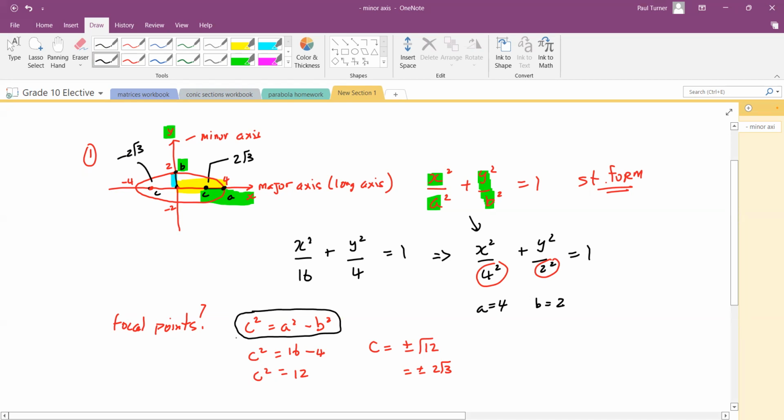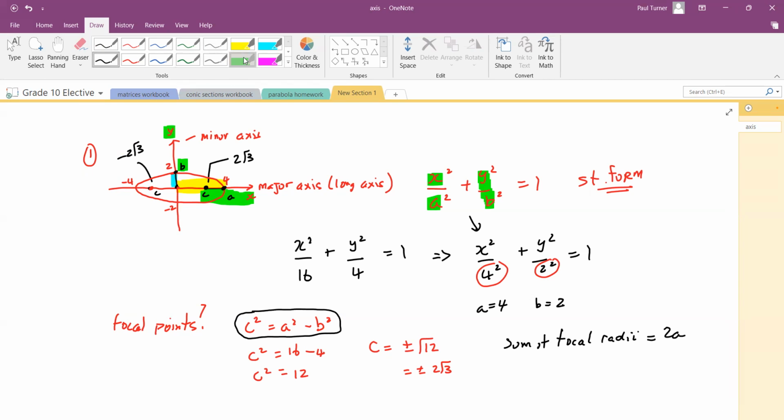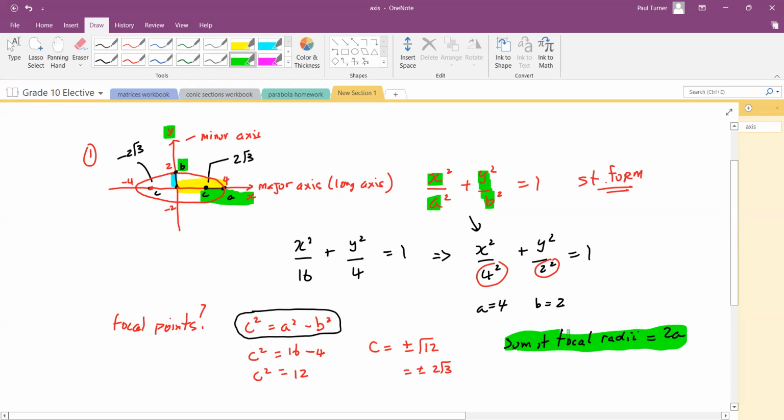And we may want to know about the sum of focal radii. The sum of focal radii is given by the formula 2a. And I'll show you why it's that formula in a minute. We can quite easily see why it's 2a.